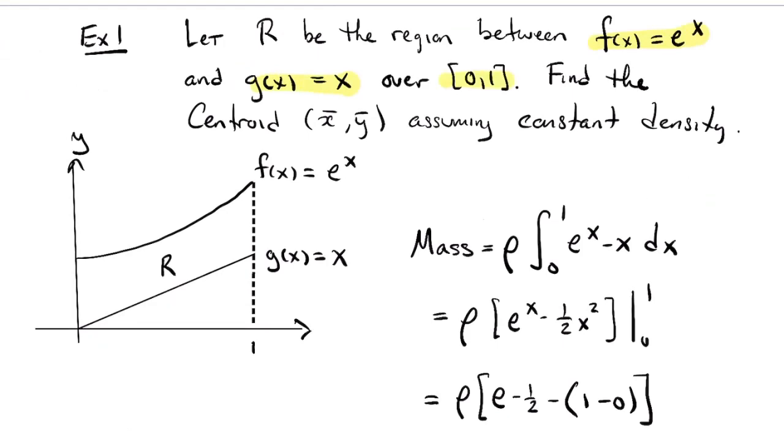Doing this over the interval from 0 to 1, so you can see my region R is over here. And I want to find its centroid. I want to find x bar and y bar. So I have to compute those three quantities: mass, moment about the y-axis, moment about the x-axis.